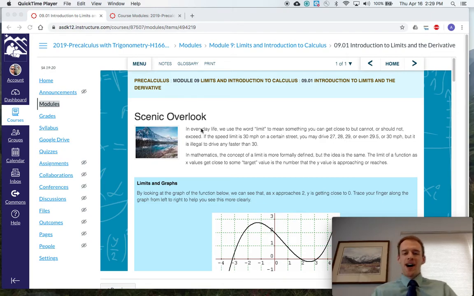All right, Mr. Troll is back in his dining room with his shirt and tie on, pretending like he has a real job again. Here to introduce you to some abstract ideas here, limits and the derivative.